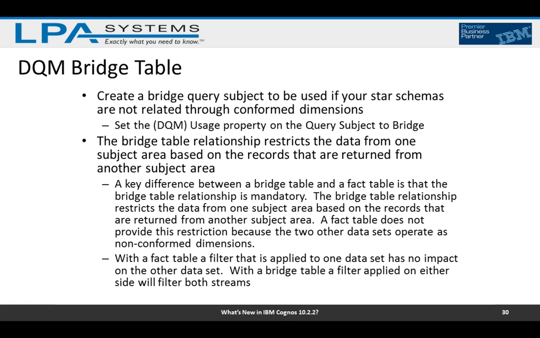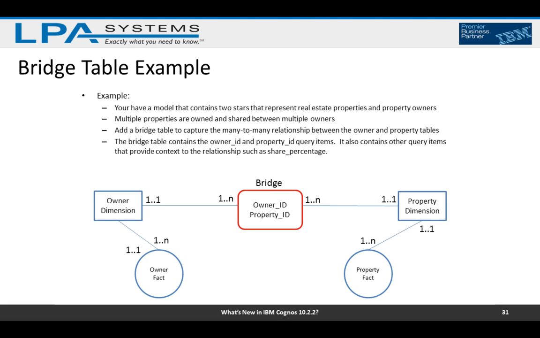There's some information here on the slide about how the bridge table will restrict data when you filter. The bridge table relationship is always a mandatory relationship. An example might be owners and an owner fact, properties and a property fact, and one or more owners own a property. One or more properties can be owned by different owners, right? So there's a many-to-many relationship. I have a bridge table between them. This enhancement allows me to identify that bridge table and have Cognos write sensible, meaningful SQL to combine the data from those 2 stars, despite the fact that there is no conformed dimension.